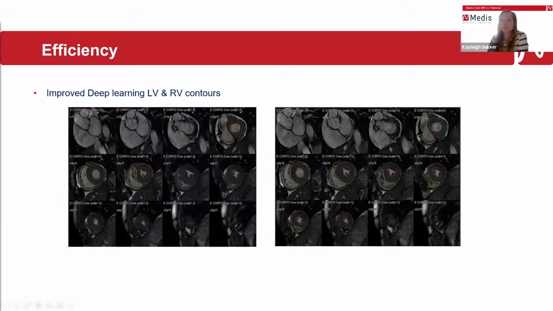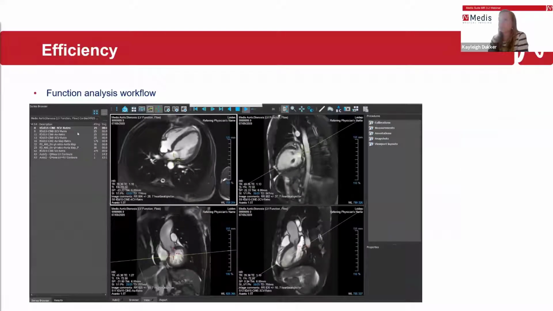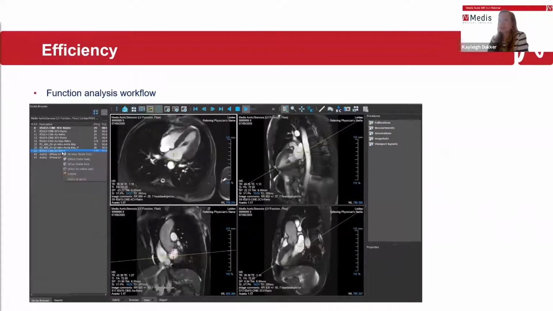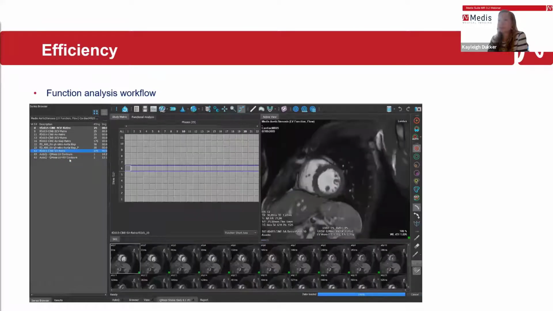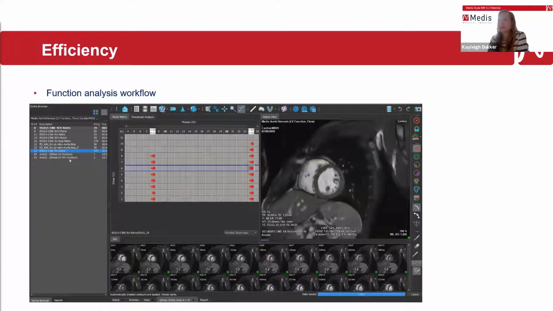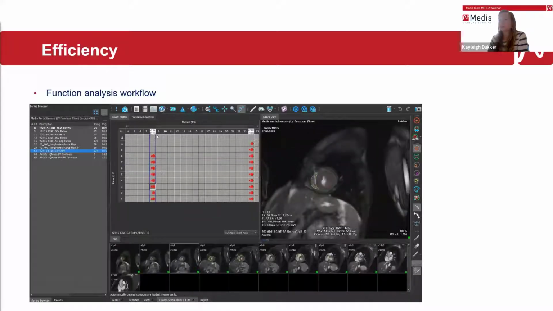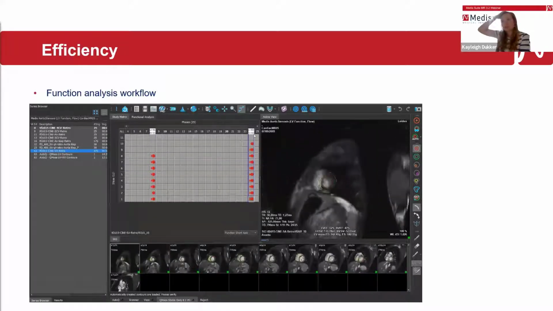Then next to that, to have this embedded in a better way workflow-wise, we have done 3 different things. So the first thing is that now when you open a QMass application to do the function analysis with your short axis, it will automatically recognize the AutoQ file and it will show you the contours directly.